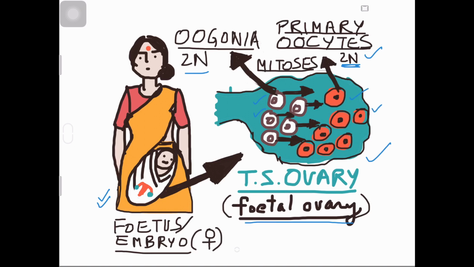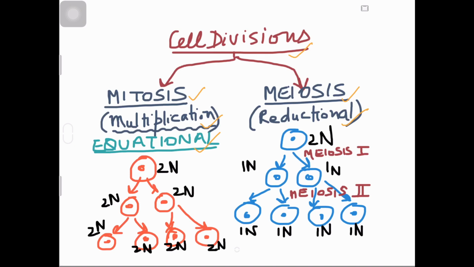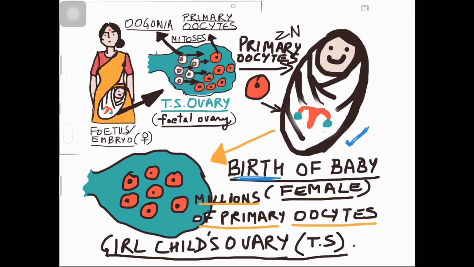These orange ones which I have shown. Mitosis is called equational division because the 2n cells give rise finally to 2n only, isn't it? Whereas in meiosis, the 2n, that is diploid cells, get reduced to one set of chromosomes, and there are two meiosis, meiosis first and meiosis second.